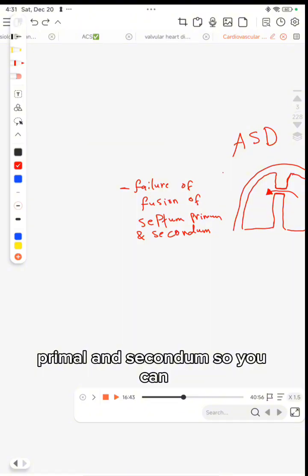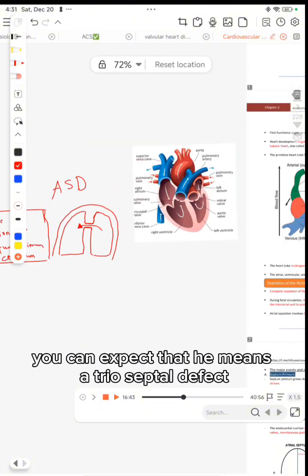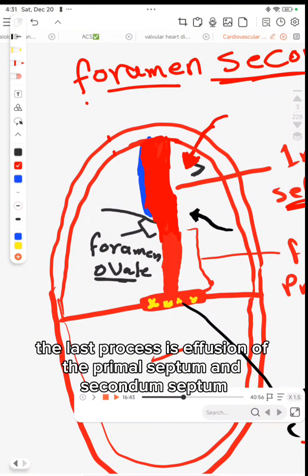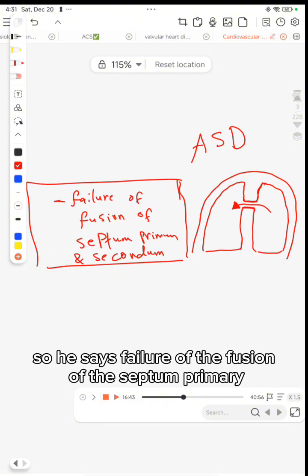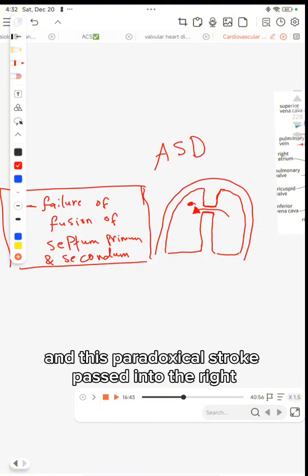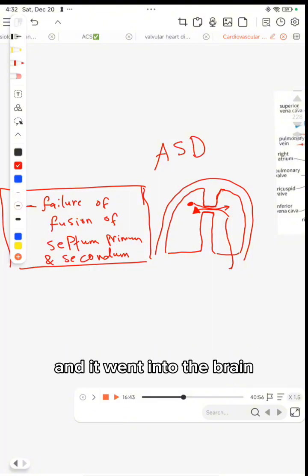So you can expect that he means atrial septal defect, because we mentioned that the last process is the fusion of the septum primum and septum secundum. So he says failure of the fusion of the septum primum and secundum means atrial septal defect, and this paradoxical embolus passed into the right side and went into the left ventricle and passed within the aorta, and it went into the brain. So this leads to stroke.